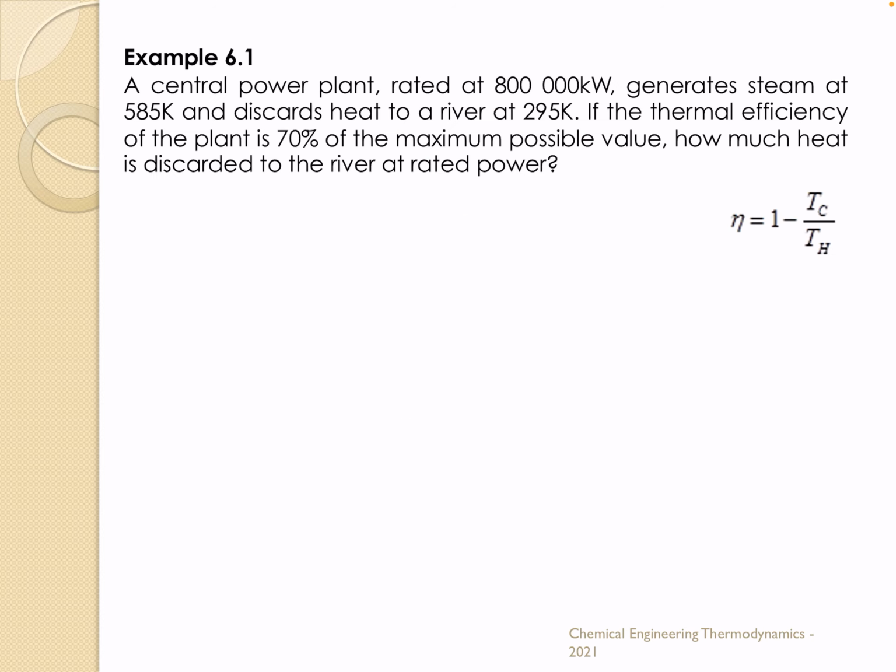We looked at using the Carnot cycle, using the heat engine. We looked at thermal efficiency. So let's look at a couple of examples based on the theoretical aspects that we've looked at. A central power plant rated at 800,000 kilowatts generates steam.